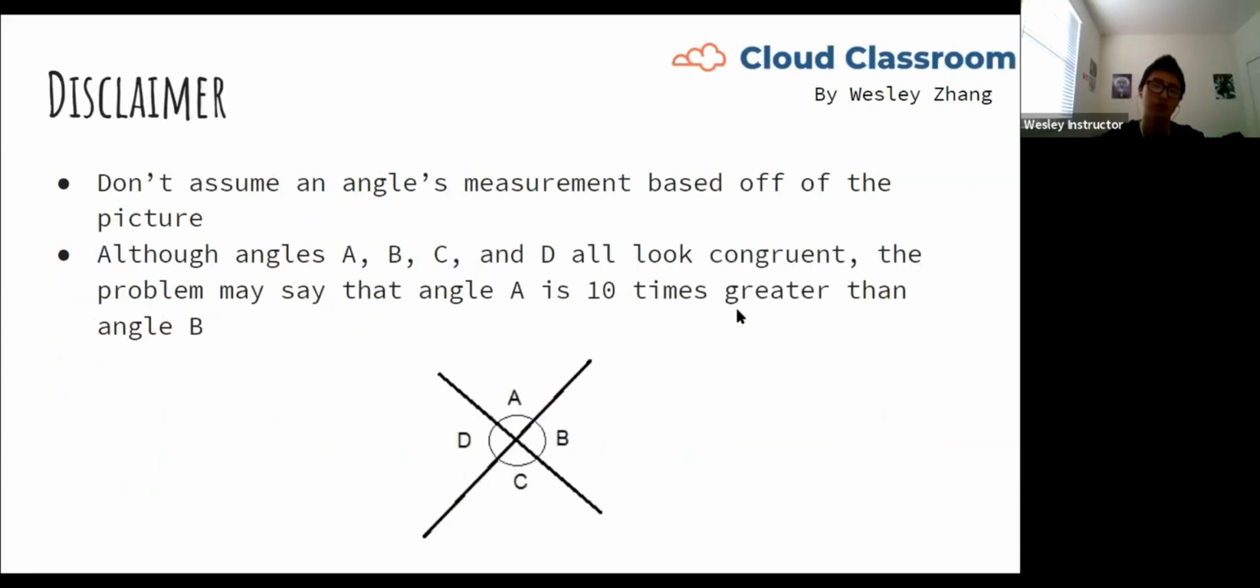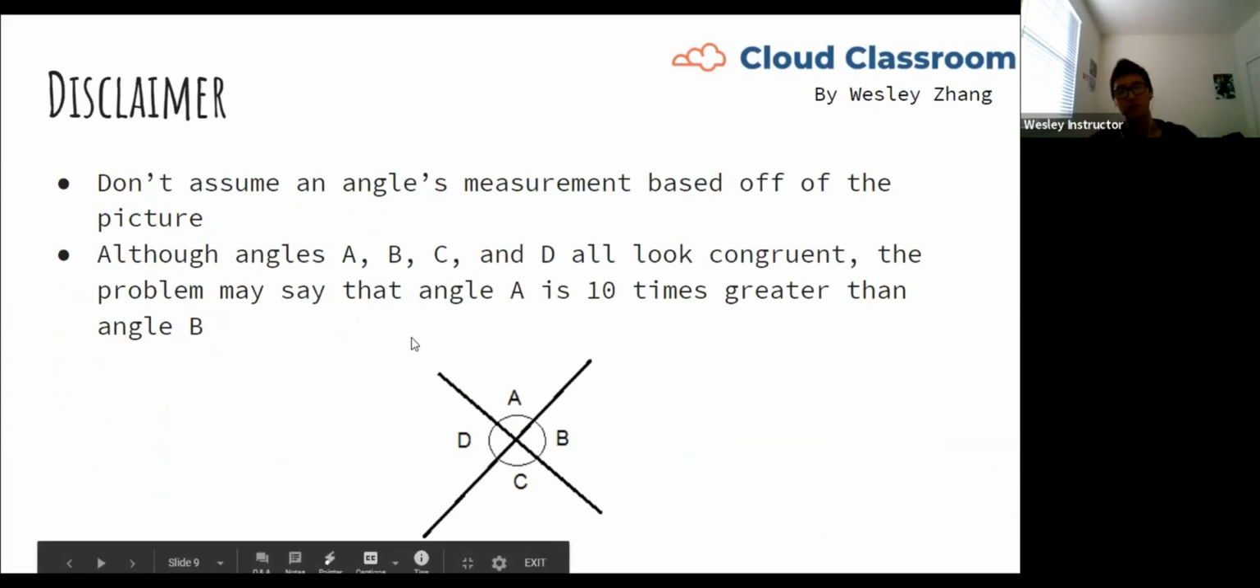So we're still using algebra to solve these problems. Here's a disclaimer: don't assume an angle's measurement based off the picture. In math, you can't look at the picture and think, oh, this is a right angle. It has to tell you it's a right angle, because a right angle has the square symbol, but other angles do not. So you can't just assume.